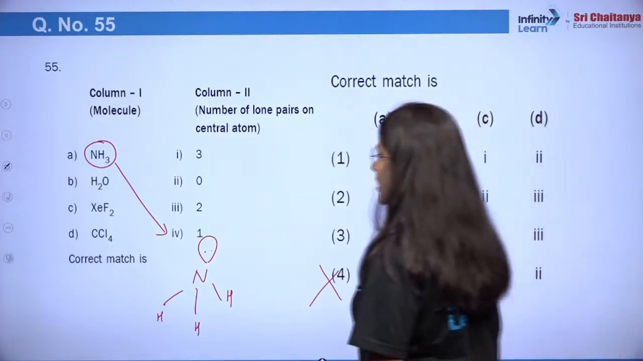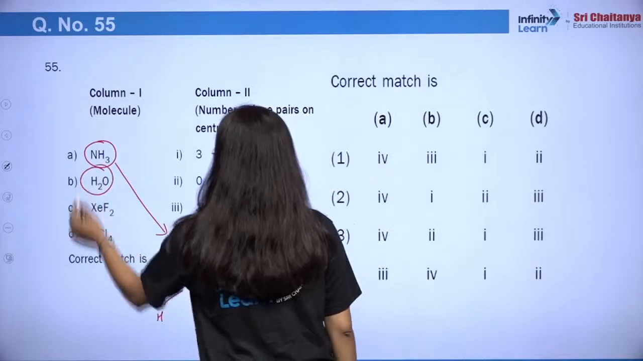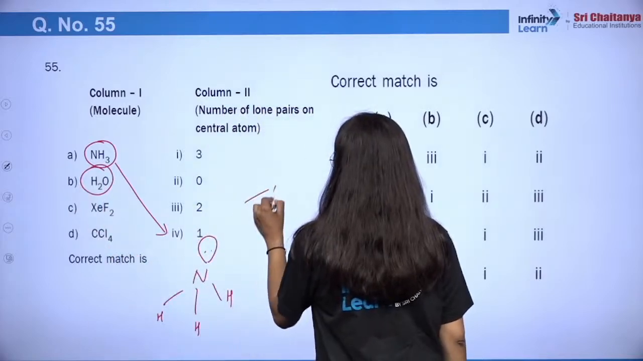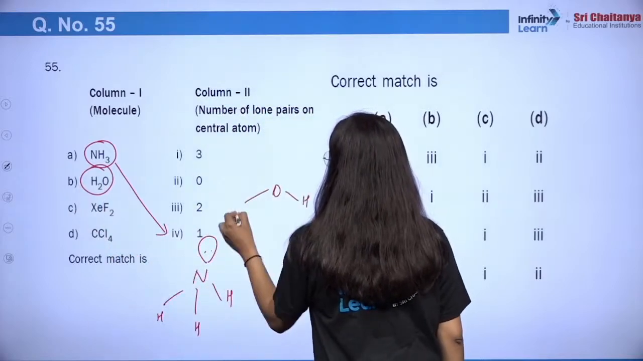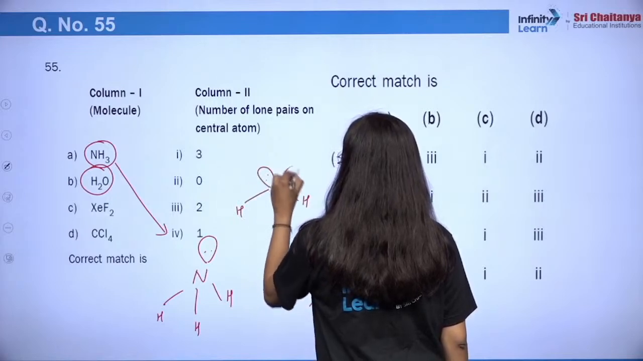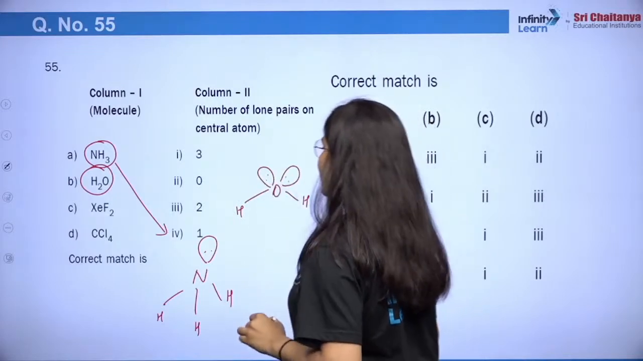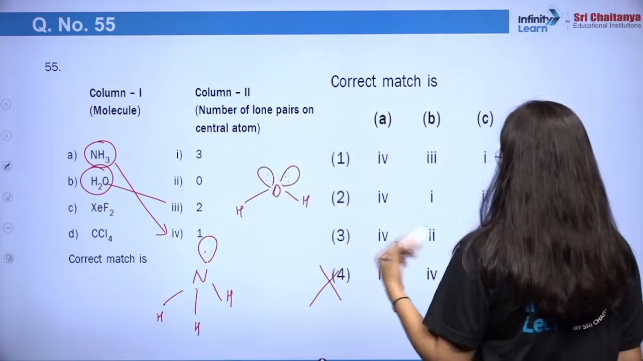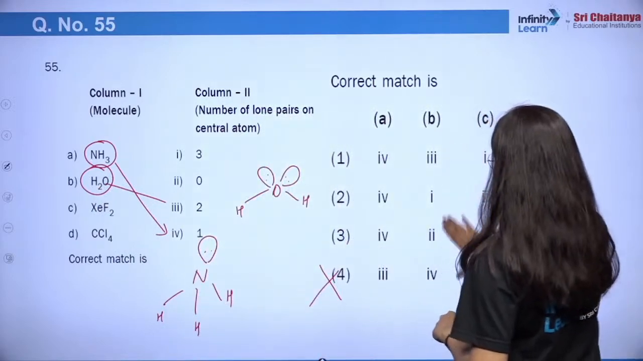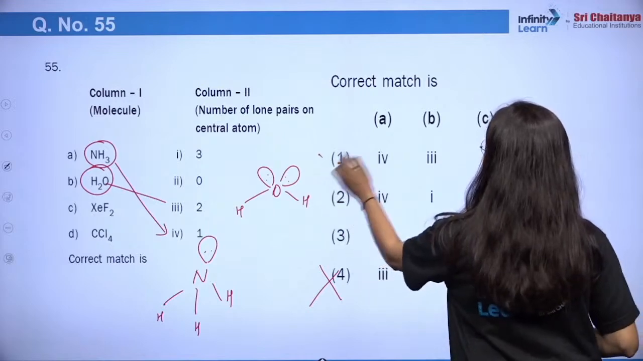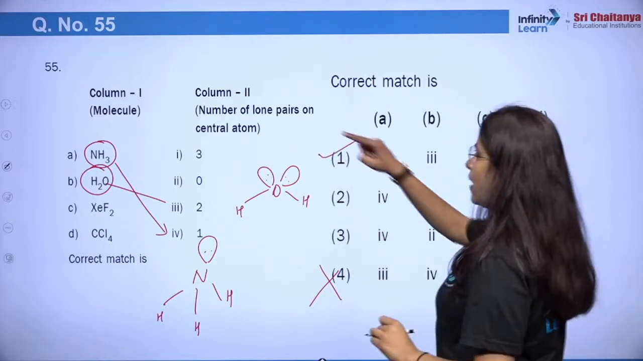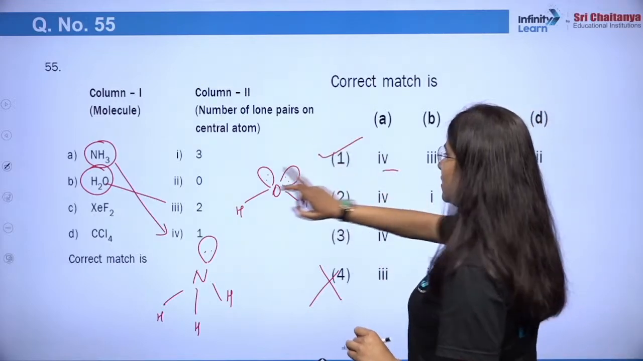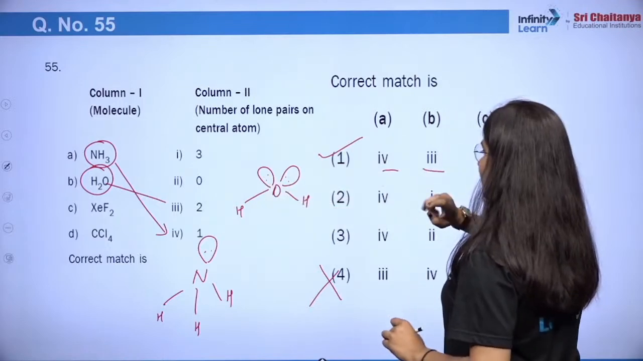Now coming to the next option, that is water. So water is bent. We have 2 lone pairs on water, right? So water has to be 2. So B has to match with second. Let's see, B is matching with second in only 1 option. Okay, so this has to be the answer. Now ammonia 1 lone pair, correct. Water 2 lone pair, correct.